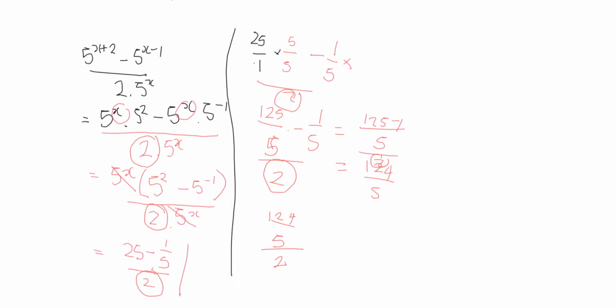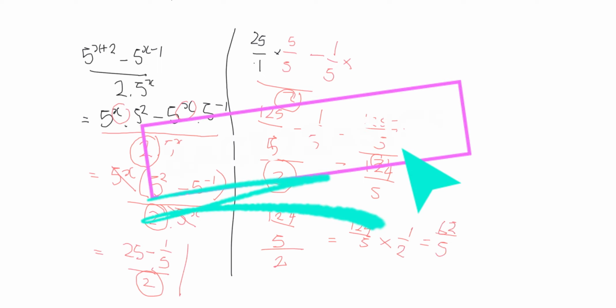Now you can flip and turn, right? So this can also be written as 124 over 5 multiplied by 1 over 2. And what is this going to give us? If you have a calculator, this is going to be 62 over 5 as our final answer. So that is as far as this example is concerned.